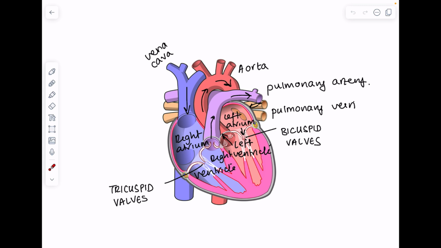So do practice this yourselves. Either go back in my video to when this was unlabelled, have a go at labelling it yourself, and then see if it matches my answer, or find another one online, but do practice labelling the heart.